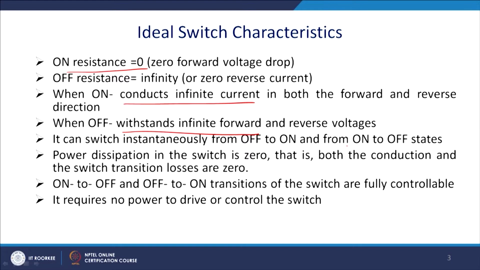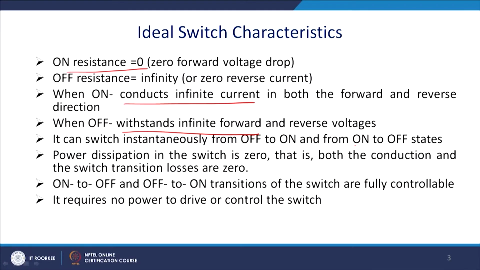It can switch instantaneously, but that is also not the case in reality, because a device has a finite turn on time. We have referred to the data sheets of different devices and seen the different turn on and turn off times. In the ideal case, the transition between on and off states does not take any time; it is an instantaneous phenomenon. Power dissipation of the switch is 0. Why? Because when the voltage is high, when it is blocking the voltage, no current flows, and when it conducts current, there is no voltage drop across it. So, both conduction and switching transition losses are also 0.